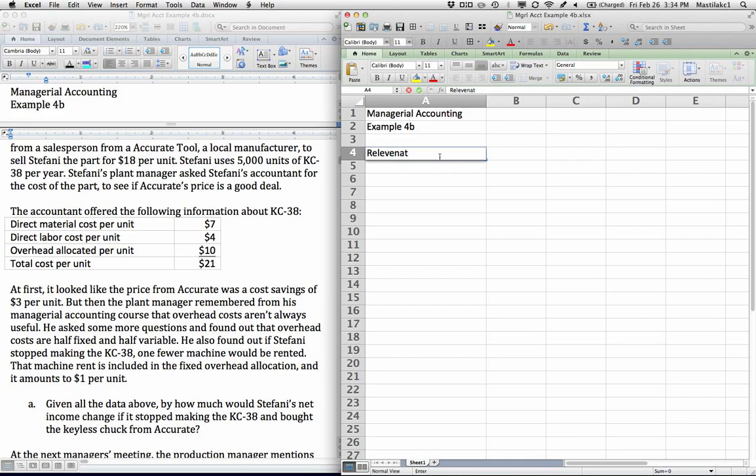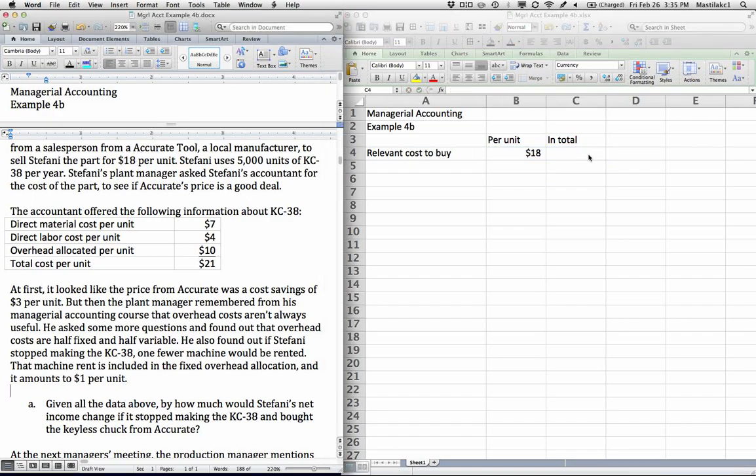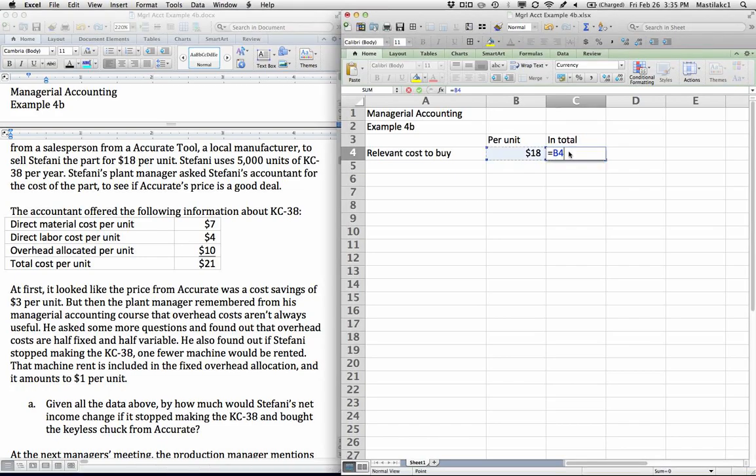First is the relevant cost to buy the part. And I'll do it both on a per unit basis. We'd pay $18 per unit to buy the part. Or, if we wanted to think of it for the 5,000 units a year, the total cost we would incur would be an additional $90,000. So the cost to buy the part is $90,000.